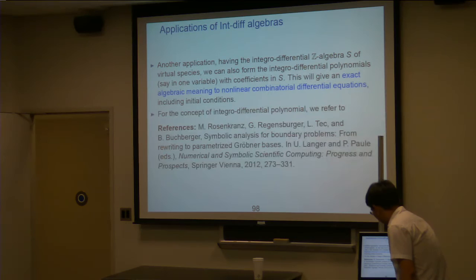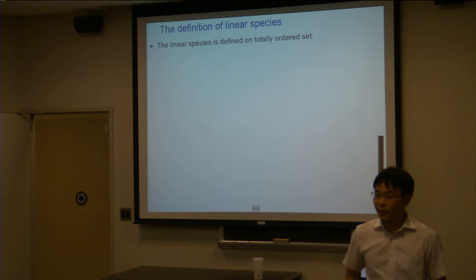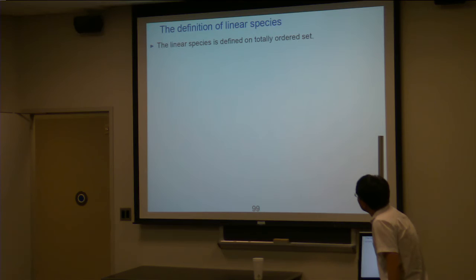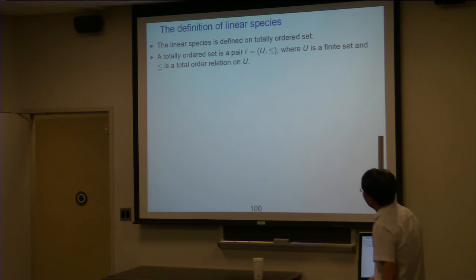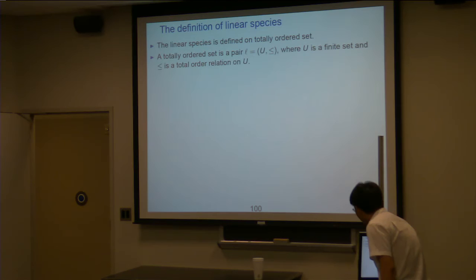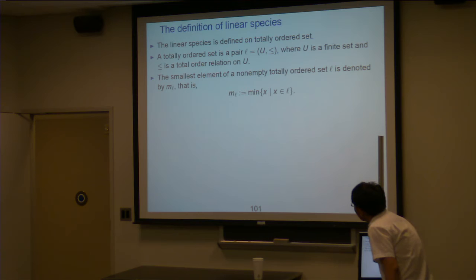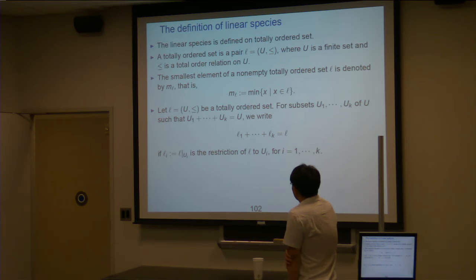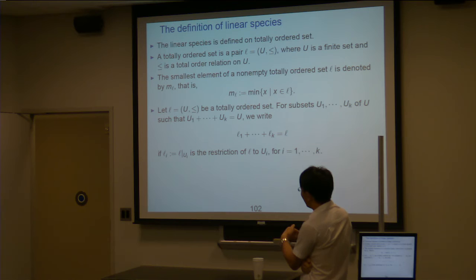So this is the first part. The second part is about linear species, which is much easier. The linear species is defined on a totally ordered set. A totally ordered set is a set equipped with a linear order. And we denote by m_L the minimum element in a totally ordered set L. Then we use this notation, L_1 + ... + L_k = L, meaning that if U_1 to U_k is a decomposition of U, then L_i is a restriction of L to U_i.